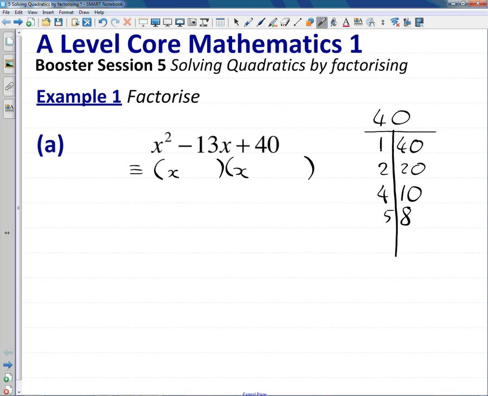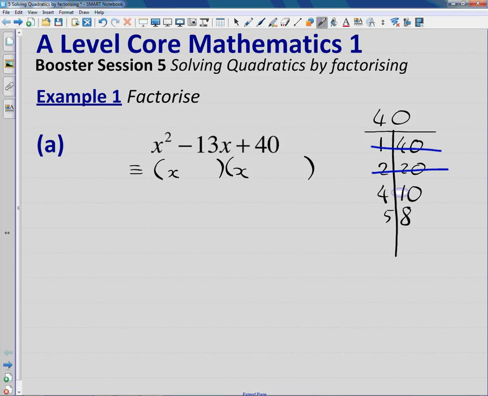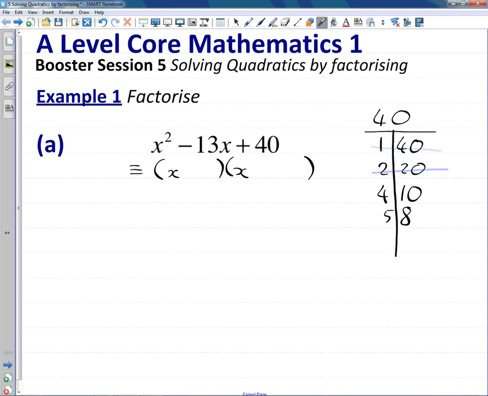Now 1 and 40, we could get 41 from that. If we add or subtract in some way, we could get negative 41, we could get 39. We're never going to get 13 though. We're never going to get 13 here. This one here, we could get 14, maybe. We could get 6, but we're not going to get 13. So of course, we're going to choose 5 and 8. And I've not actually given any consideration to the signs yet. I'm just pretty confident that 5 and 8 will work in some way.